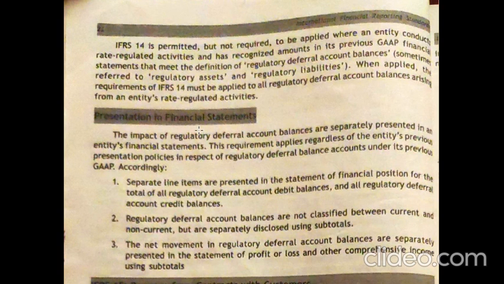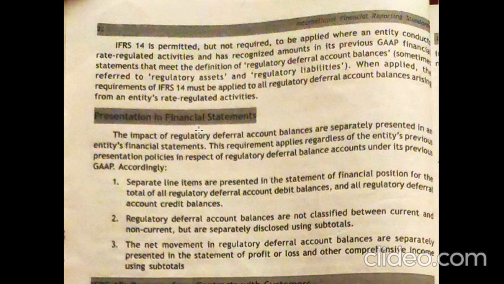So how is it presented? Separate line items are presented in the statement of financial position for the total of all regulatory deferral account debit balances and all regulatory deferral account credit balances. Yes, separate line items should be presented in the statement of financial position for all deferral debit balances as well as credit balances. Regulatory deferral account balances are not classified between current and non-current but are separately disclosed using subtotals. Yes, it doesn't come under the line of current or non-current.